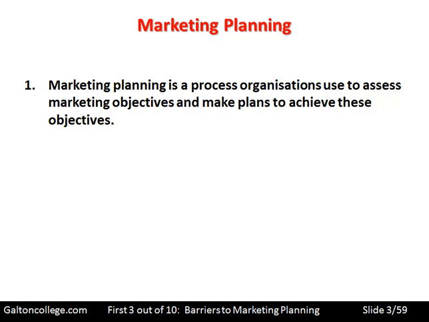Marketing planning is a process organisations use to assess marketing objectives and make plans to achieve these objectives. So marketing planning is simply a process of trying to look at what is required in terms of its marketing strategy and its presentation in the market, and its ability to recognise customer requirements and satisfy those requirements. So it recognises the objectives and makes plans to achieve them.